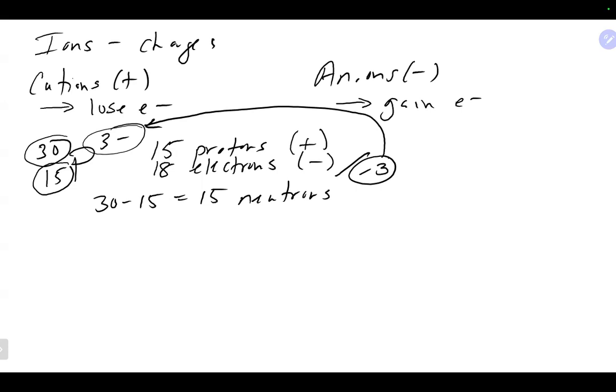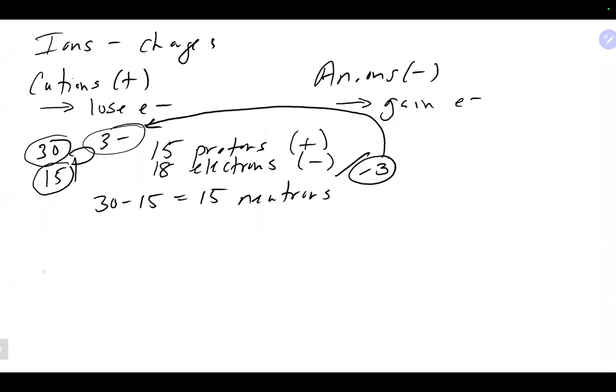Why should we not ever change the protons? Yeah, because the protons, out of all three of those particles, are the most important, because it is what tells you what element you're dealing with. If you look on the periodic table, there is never an atomic number that repeats. So every single element has its own unique atomic number, which means it has its own unique protons. So if you change the protons, you just change the element and it's no longer the same element. So this obviously would be an anion.